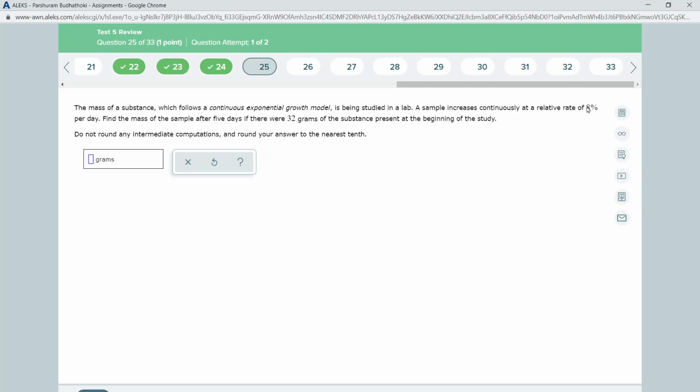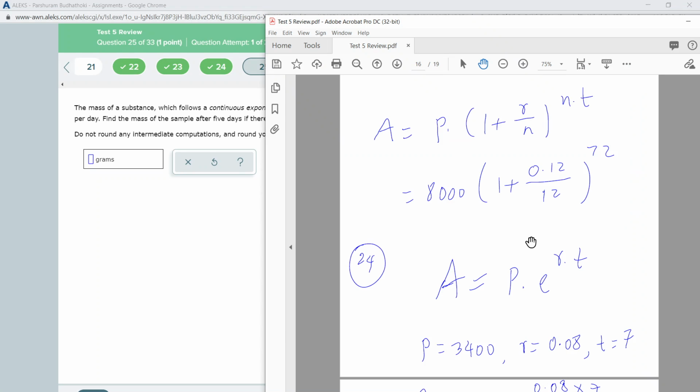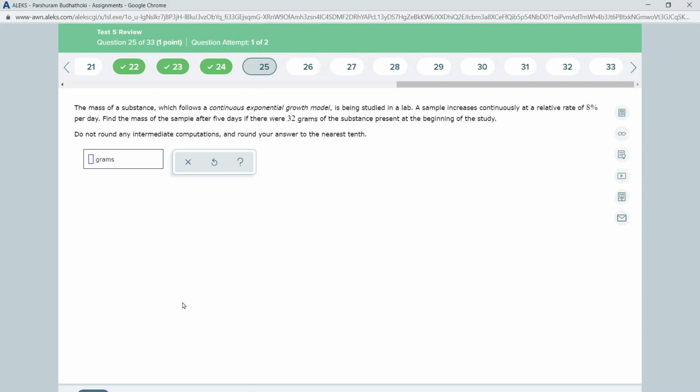So here you need to use the same formula because it increases continuously. At the beginning you have 32 grams. The P is 32. The initial amount is 32. And then the rate is 0.08. And time is, what is the time? How many days? So time is 5 days.